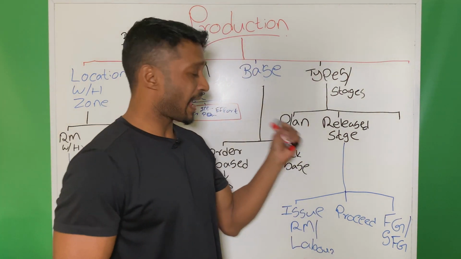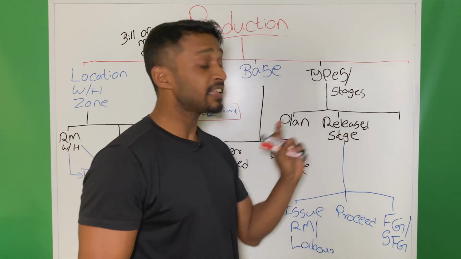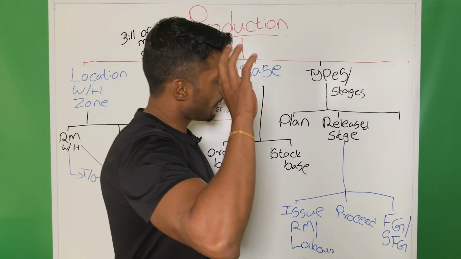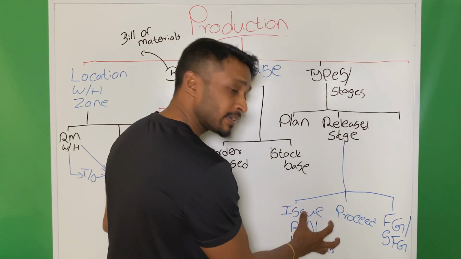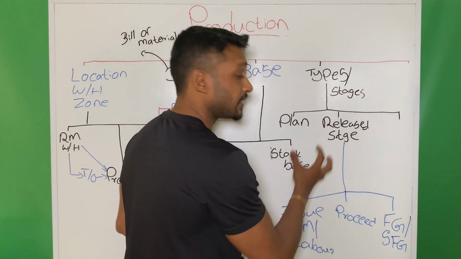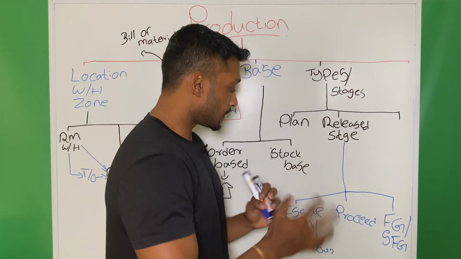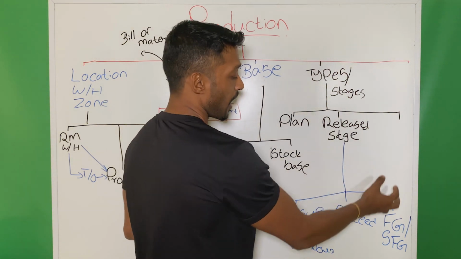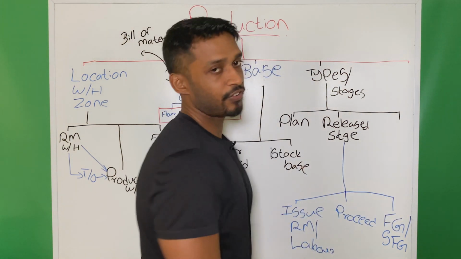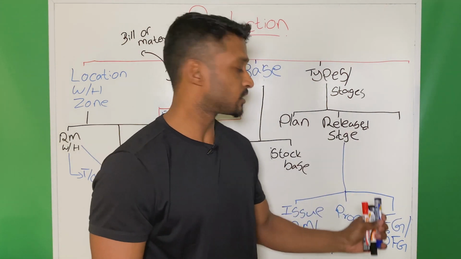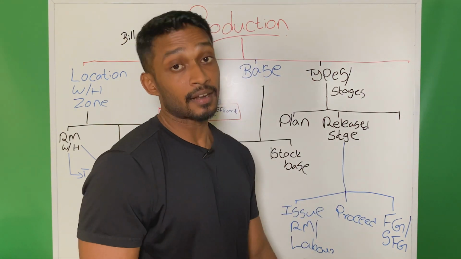Hope this is clear. Planning stage, only planning. Release stage is the main part. We issue raw material to the production process. After issuing, you proceed, we mix the cake, and after all the process, we get finished goods. So all these things are done in the release stage.